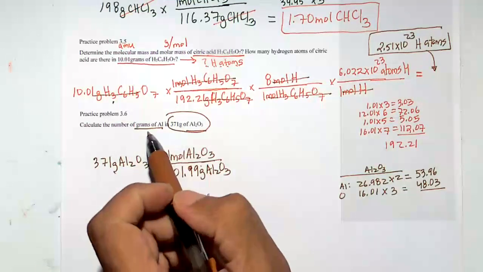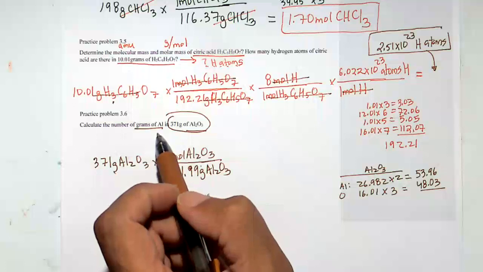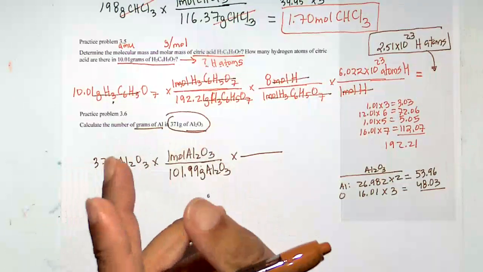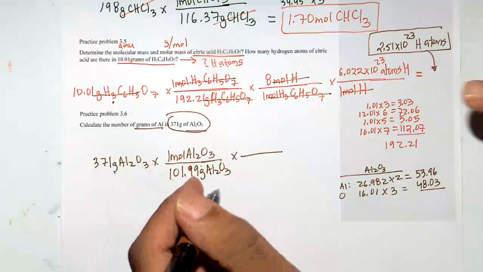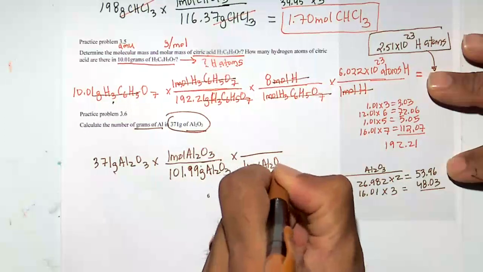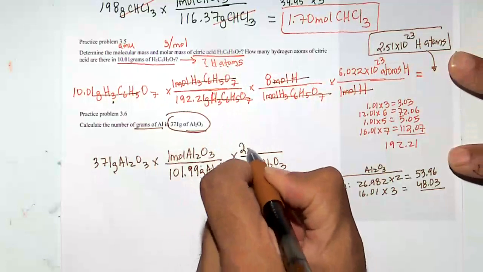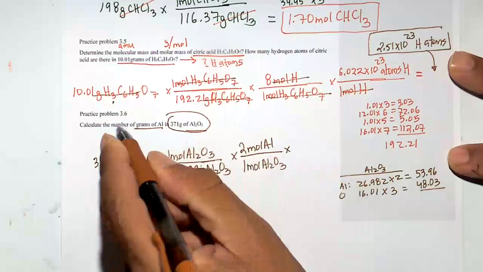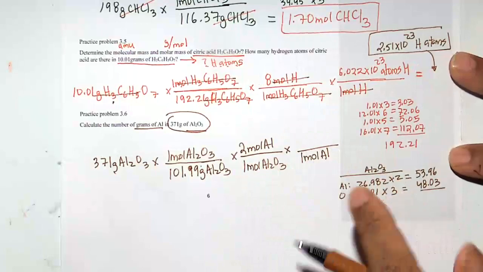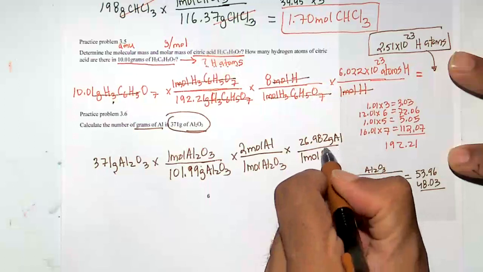Okay, so we got grams to moles of Al2O3. How will we get to grams of Al by itself? Grams of Al alone? Yes, part over whole. Very good. So for every 1 mole of Al2O3, there's how many moles of aluminum? 2 moles of aluminum. And to get to grams, 1 mole of Al is how many grams? I think we already have it, 26.982 grams.